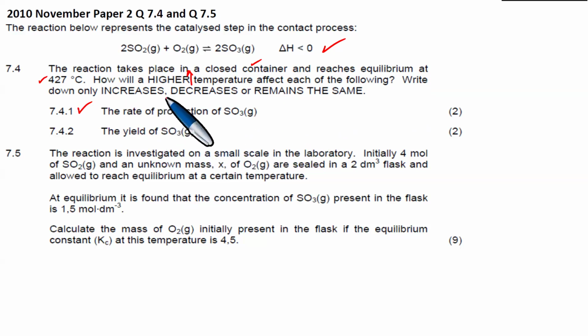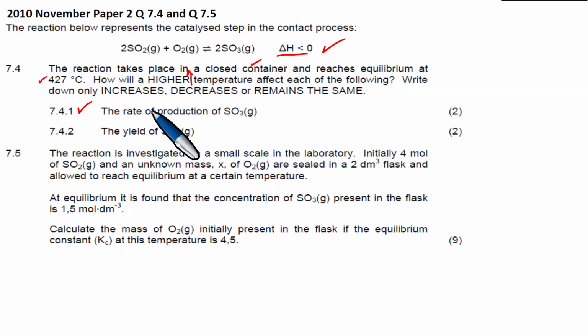So if somebody decides in this particular reaction to increase the temperature, it was 427 degrees Celsius but now they make it maybe 500 or something more than that, what then would happen here? Let's analyze together. Remember this reaction is exothermic, so an increase in temperature, according to Le Chatelier's principle, will favor the reverse.